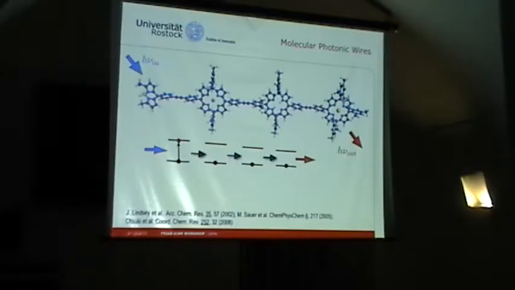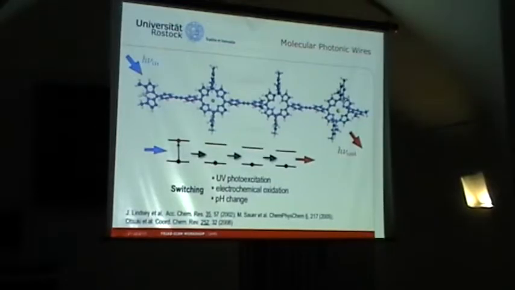So there are different ways to do this. Building up artificial structures out of these porphyrin molecules is due to development by Lindsay. There are some other attempts by Sauer from Bielefeld, who essentially puts chromophores, builds them into DNA strands, and then builds molecular photonic wires this way. Okay, so what's the question now?